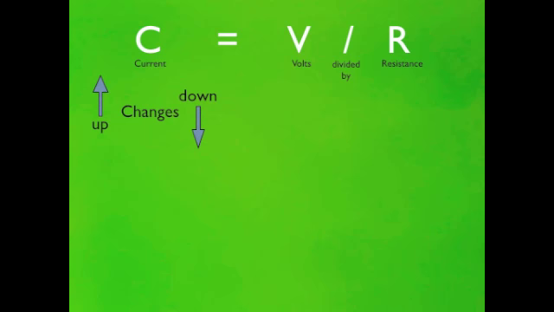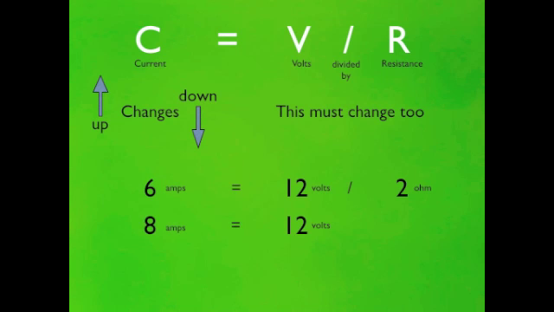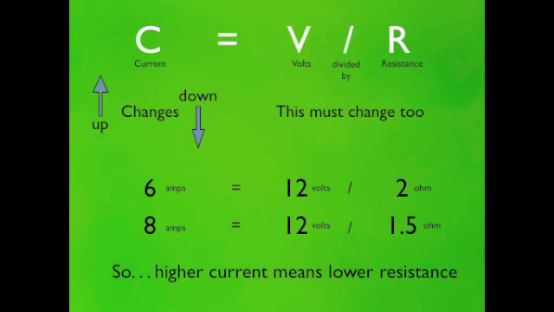Now if this half of the equation changes either up or down, the other half has to change as well. As an example, if we have 6 amps, that's 12 volts divided by 2 ohms. Now if our current actually does go up and the voltage stays the same, then our resistance has to go down. So higher current means lower resistance.